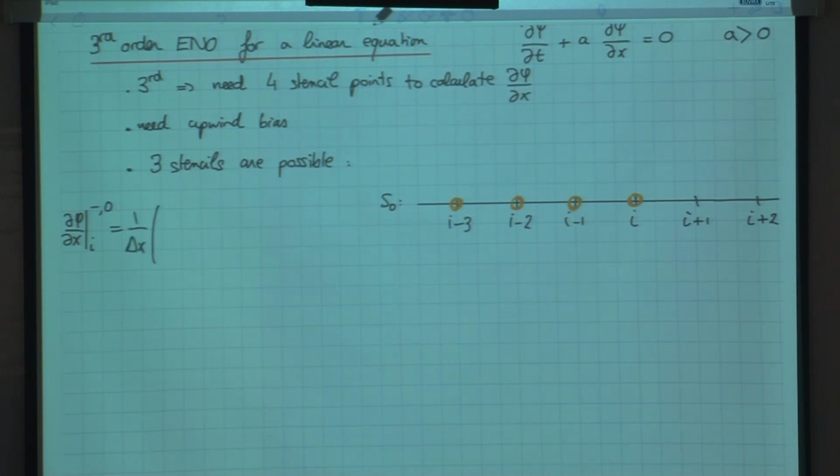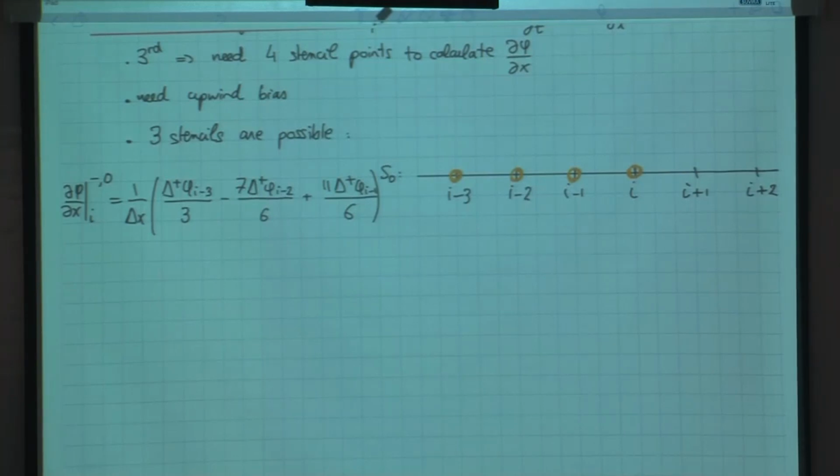And you would write this as a delta plus, right? We're going to use still the same shorthand notation, times phi sub I minus 3 over 3 minus 7 delta plus phi sub I minus 2 over 6 plus 11 delta plus phi sub I minus 1 over 6. This is the corresponding discretization. You build your Taylor table, you find those coefficients. It's not particularly challenging.